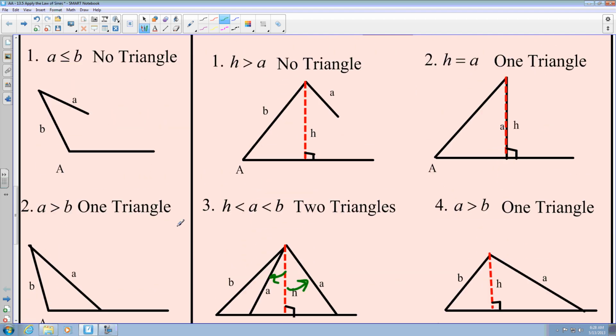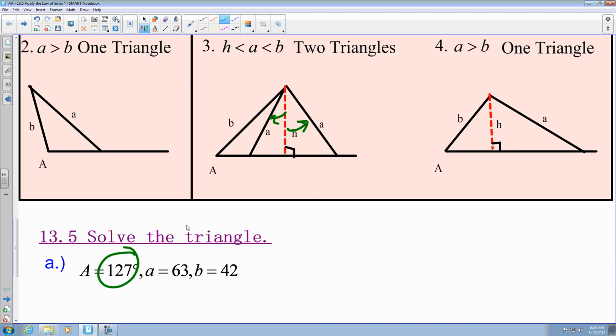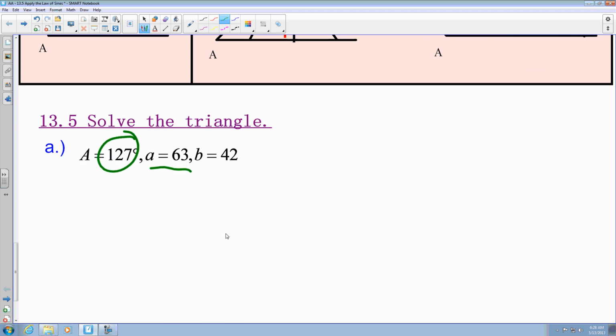So that means that I have two stipulations. I have to identify if the distance of A is less than or equal to B, or if A is greater than B. If I look here, I notice that A is greater than B. So that means that this here is just one triangle. Okay?